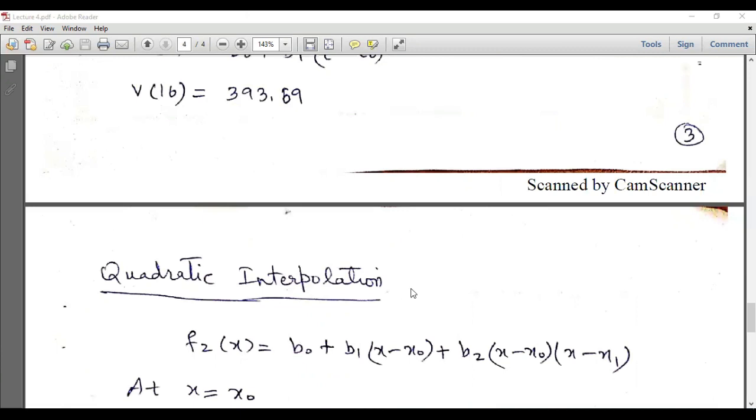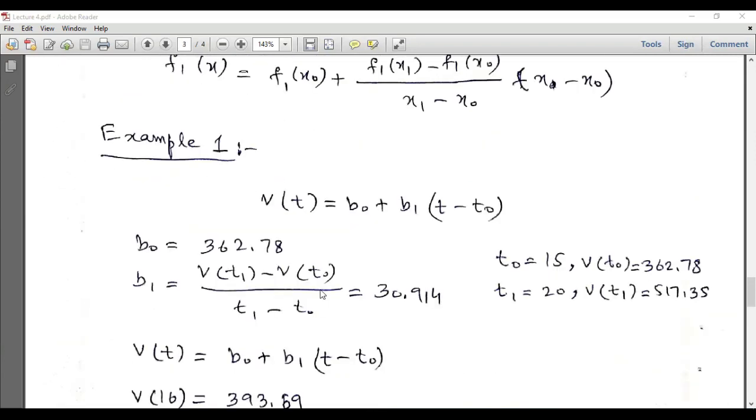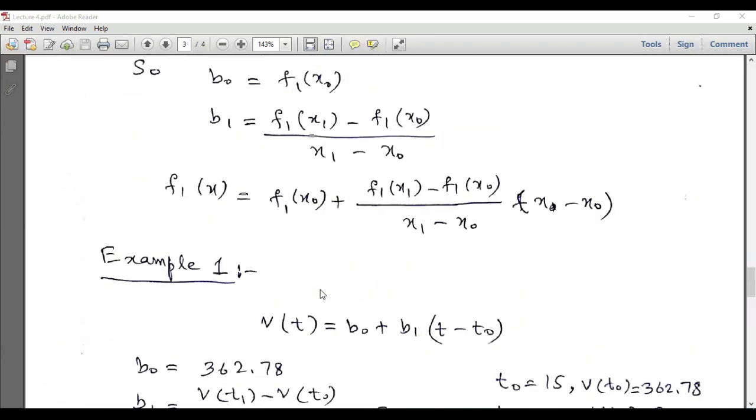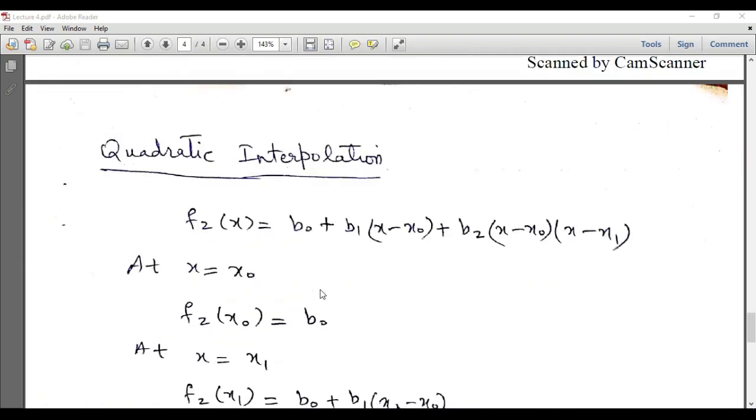Similarly, we can use second order Newton's polynomial to do the interpolation, and that will be called quadratic interpolation. A quadratic equation is the equation in which the maximum power of x is 2, or the order of that equation is 2, and the first order polynomial has an order of 1. This is also called linear polynomial. So in quadratic interpolation, we will use second order Newton's polynomial, and the second order polynomial can be written as b naught plus b1 into x minus x naught plus b2 into x minus x naught into x minus x1.